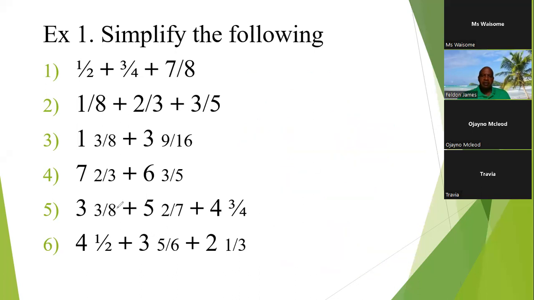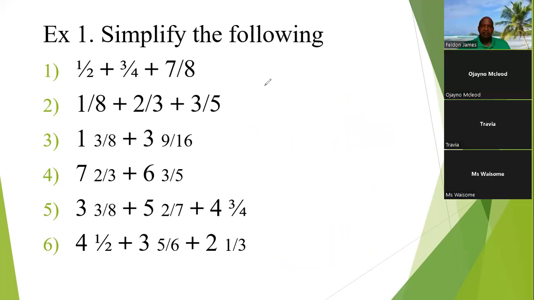All right, Ms. Waysome, you want to walk us through question 5? Sure, sir. So question 5, we have 3 and 3/8. Plus, maybe I should continue with the red. So we have 3 and 3/8.